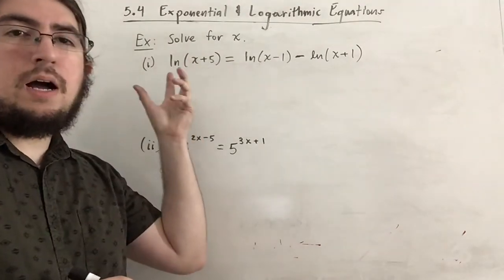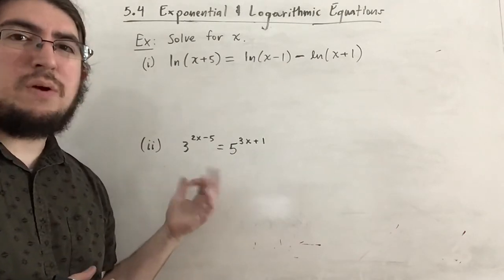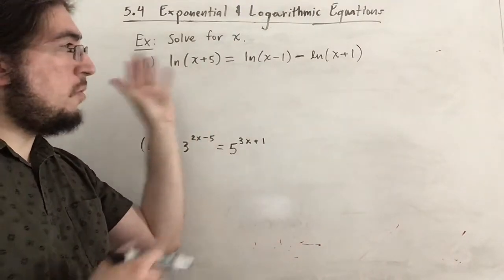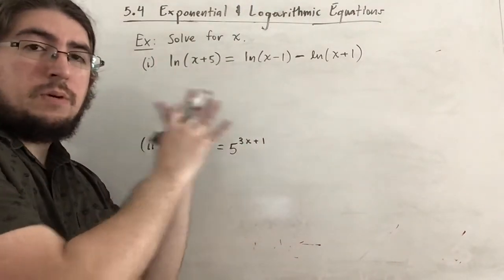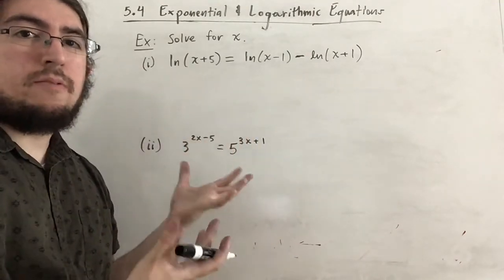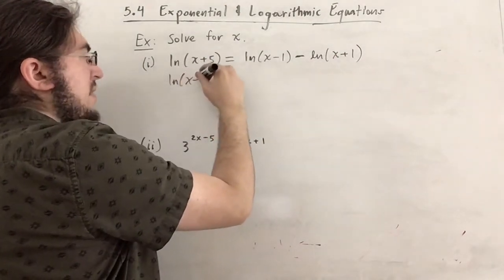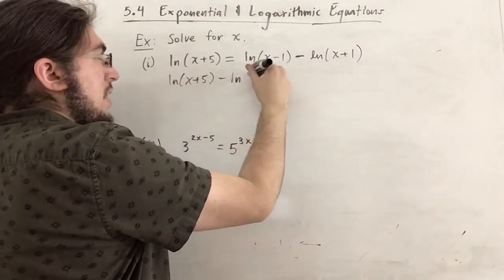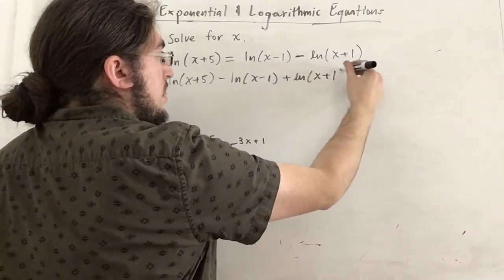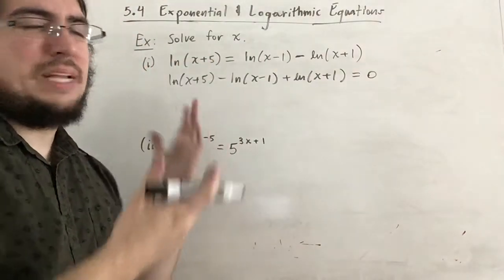Now, for this one, I'm going to try to stick with our procedure. For this one, I don't think we can. Well, there's kind of a way of doing it, but it's not really worth it, to be honest. So here, what I'm going to do is move everything to one side, so that we have all logs on one side. I'm going to condense them into one log to write it in logarithmic form. So to move these to this side, I have ln of x plus 5 minus ln of x minus 1 plus ln of x plus 1 equals 0. And in retrospect, maybe I should have just subtracted this to that side, but that's fine.